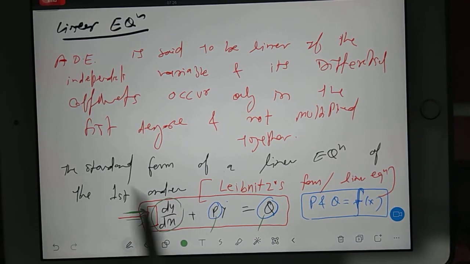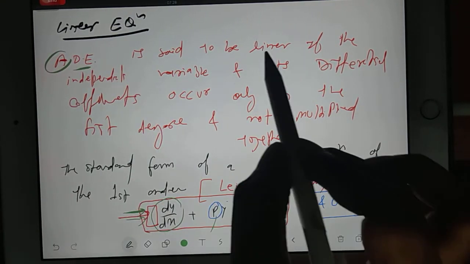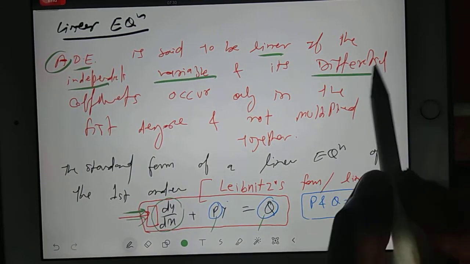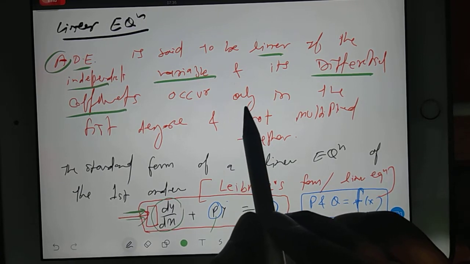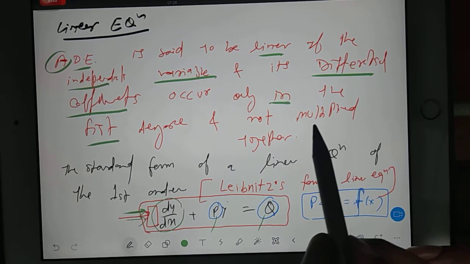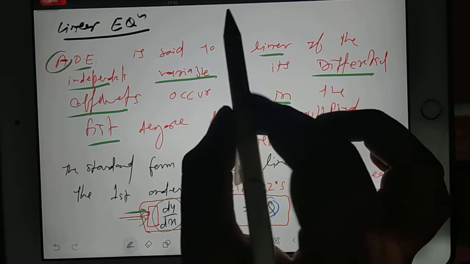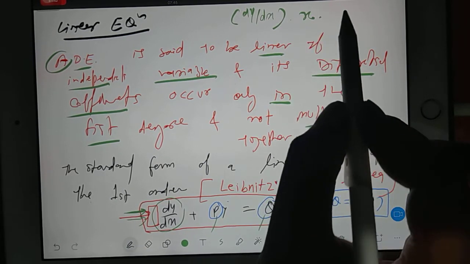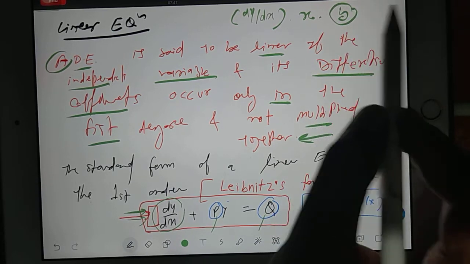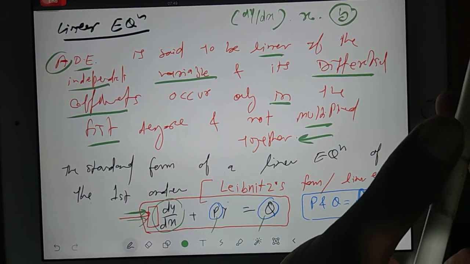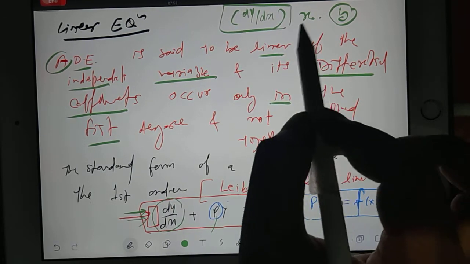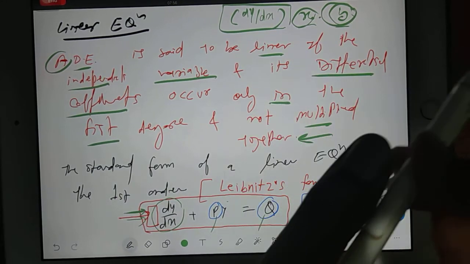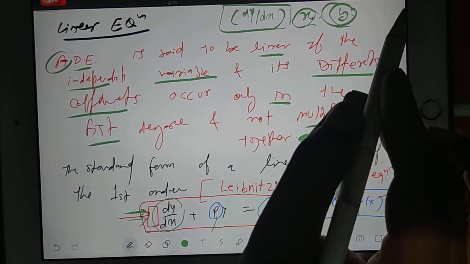See, I'll explain again. A differential equation is said to be linear if the independent variables in its differential coefficients occur only in the first degree, not multiplied together. For example, if dy by dx you multiply with x or you multiply with y, then it is a different matter. Your dy by dx term should not be multiplied with any other number, either x or y or some other dy by dx or d2y by dx square. Pratik, are you getting?